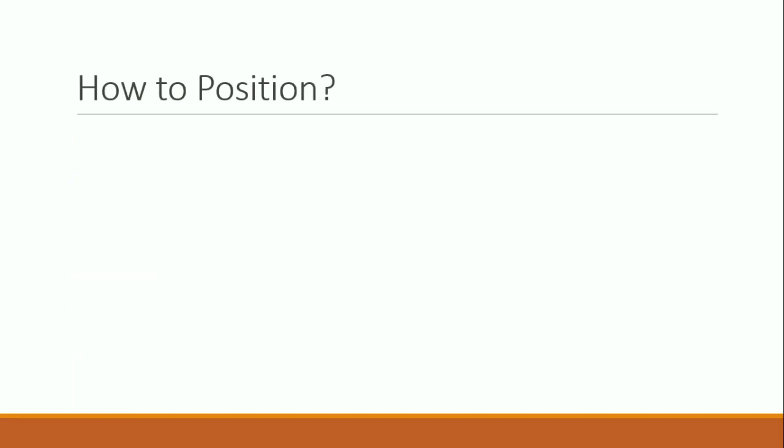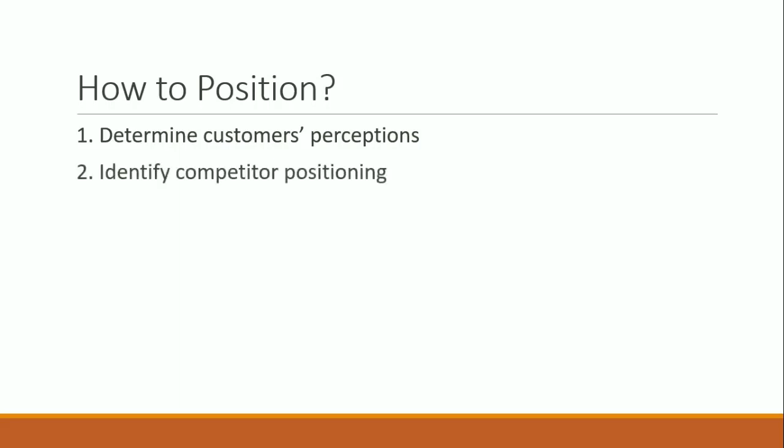And then how to position. Now, this is possibly the most important part of the positioning process. You start off by determining what your customers' perceptions are, not just about you, but also about your competitors. This gives you an idea of what it is that your customers value, and what would be the best way to fight forward. Second, you identify your competitors' positioning, and then you determine the customer's preferences. You identify what it is that the competitors are using to sell their product, and then what exactly it is that your customers within your targeted segment would like.